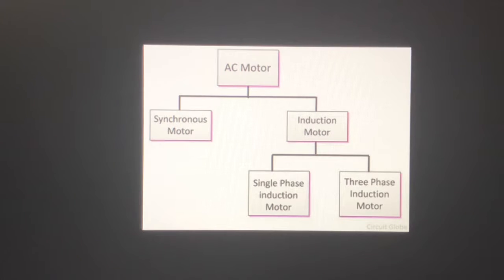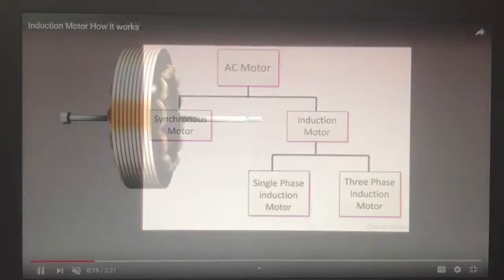AC motors can find their usage in two forms based on their power supply. Single-phase motors are generally used in low power requirements or domestic appliances. Three-phase motors are generally used for high power requirements like power drives for compressors, hydraulic pumps, and many more.